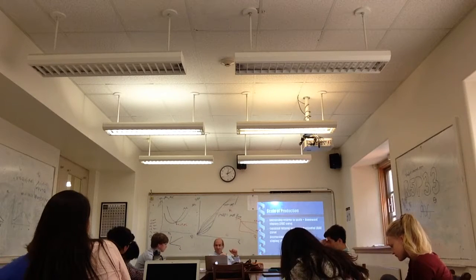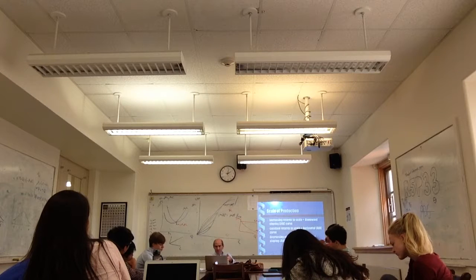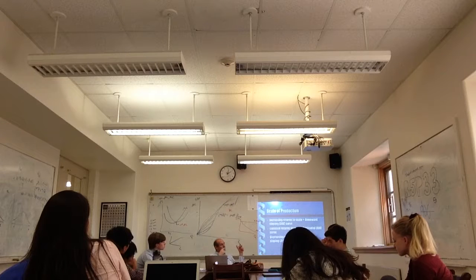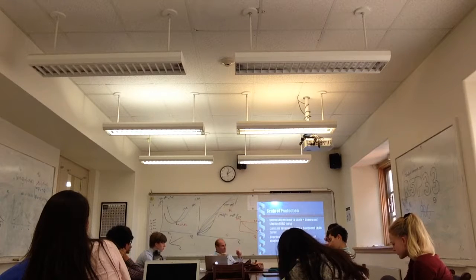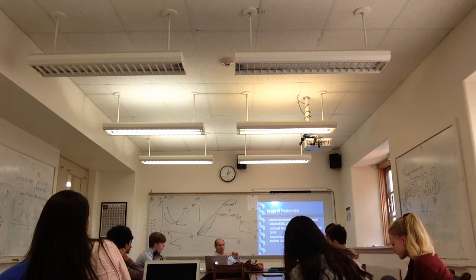Constant returns to scale means I double all my inputs, I double my output. Decreasing returns to scale would be I double all of my inputs, and I less than double my output. And this just depends on whatever industry we're talking about. Some tend to be increasing returns to scale, some are decreasing returns to scale. And we'll do some good math with this once we get to Gruber next week.